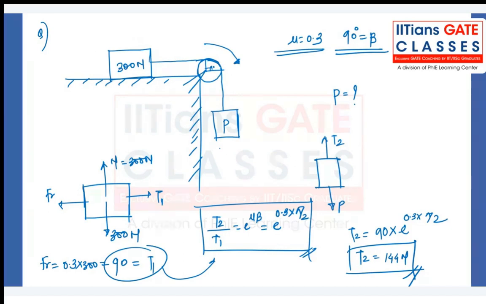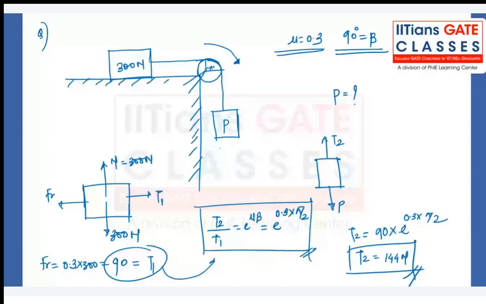Sir, excuse me, sir. Yes. Sir, can I consider T1 by T2 also, equal to e to the power mu beta? Can I consider T1 by T2 also? You can consider both directly. Let me just show you. In that case, your figure will change.